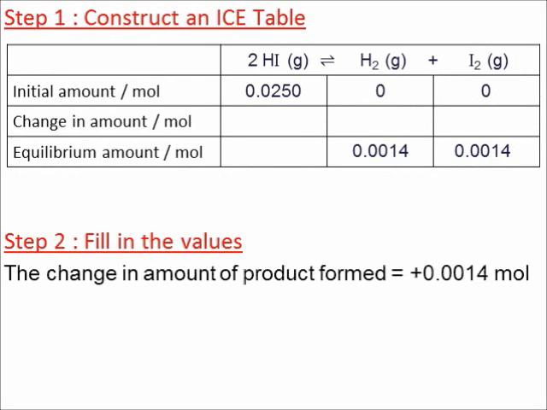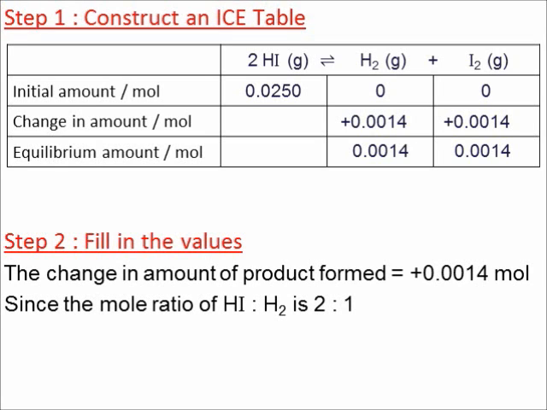Since we began with 0 moles of both hydrogen and iodine, there is an increase of 0.0014 moles, which we reflect as positive 0.0014 mole in the second row of the ICE table under both hydrogen and iodine.